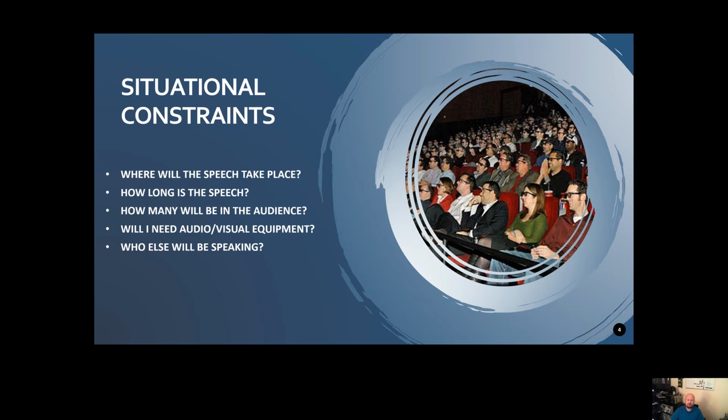You want to think about situational constraints. So where and when is the speech taking place? How long will it be? How many people are in the audience? All of these things affect how you speak. So if you're speaking to 500 people, the obvious things are going to be, one, you're going to be in a huge auditorium, and two, you have to worry about projection. So you're probably going to have things like a microphone, a larger screen with a projector, those sorts of things.